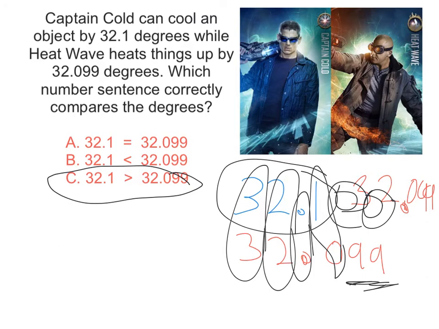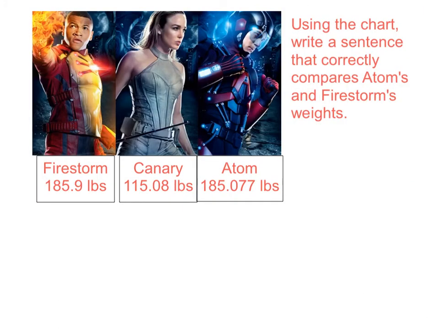Pretty straightforward. Now we move on to this one. This one gives you a chart. It says, using the chart, write a sentence that correctly compares Atom's and Firestorm's weights. So use the chart, look at their weights, and then correctly compare them. The first thing you needed to do was realize that we don't even need Canary's weight. That was just extra information, so I'm going to cross that off. I need Atom's weight and Firestorm's weight.